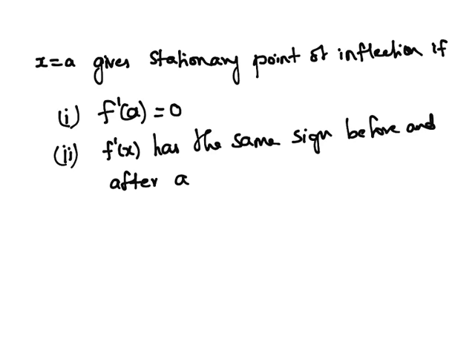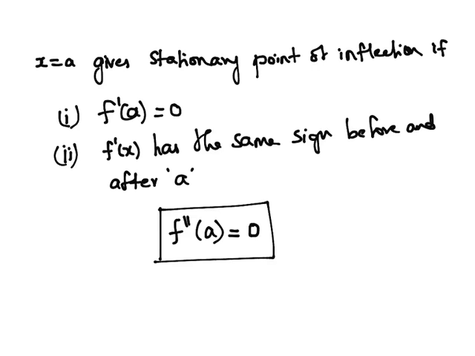Okay, so x equal to a gives a stationary point of inflection if f dash of a equal to 0, the first derivative is 0, and point number 2, f dash of x has the same sign before and after a. And we also found out that f double dash of a will always be 0. Okay, this is another important point that you need to keep note of. Second derivative at the stationary point of inflection will always be equal to 0.